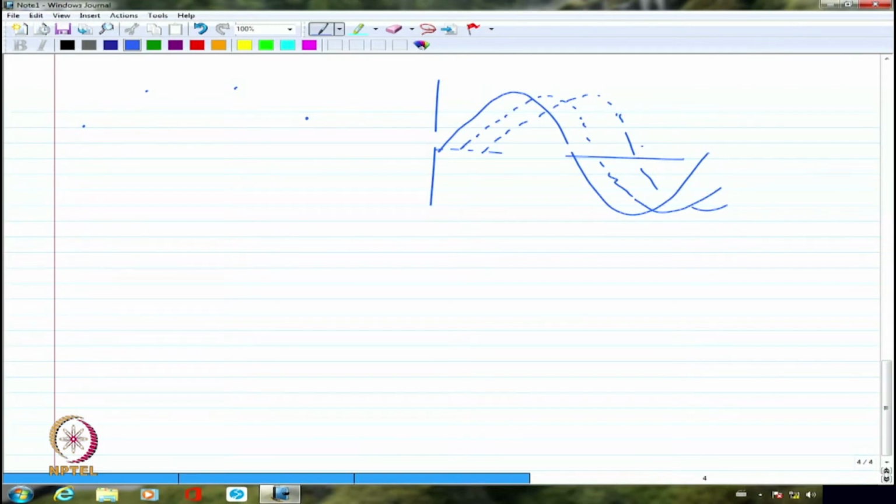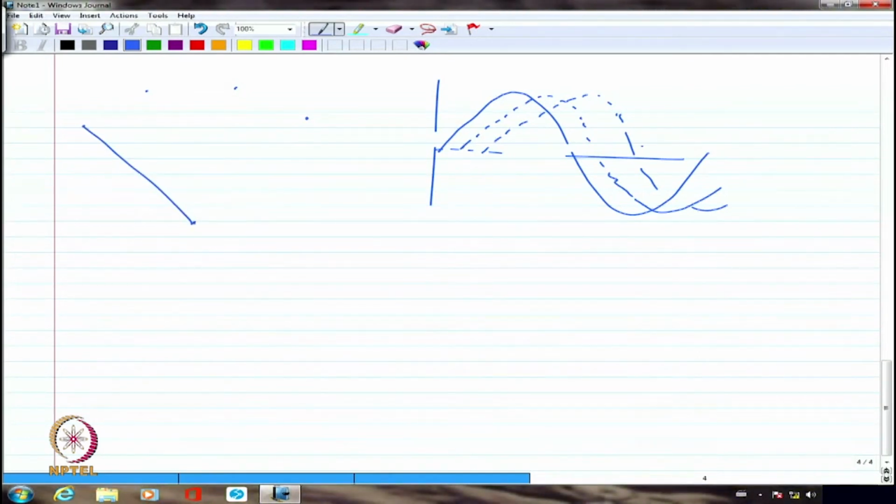Each of the induced EMFs in the consecutive slots will be delayed from each other by a certain angle. That angle corresponds to the angle subtended by the radius joining the slot to the center of the armature. Between two adjacent slots, if I call this angle alpha, each of these is going to be delayed from the other by an angle alpha.